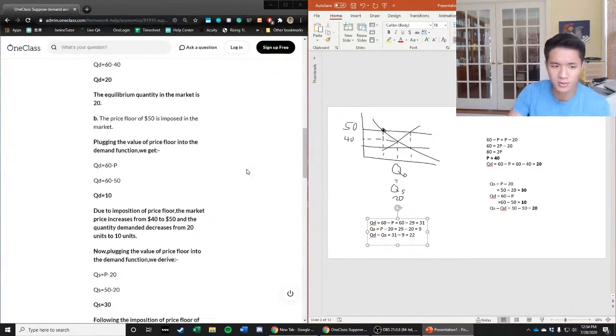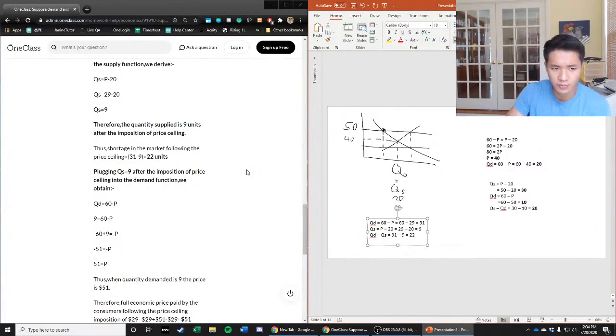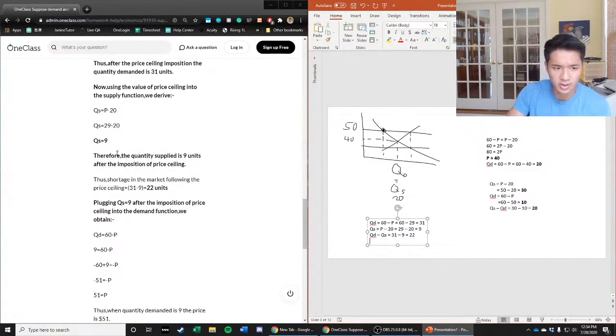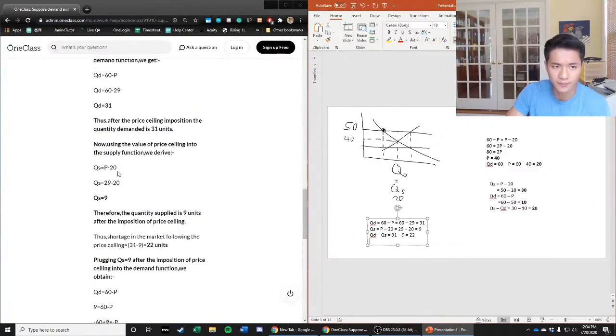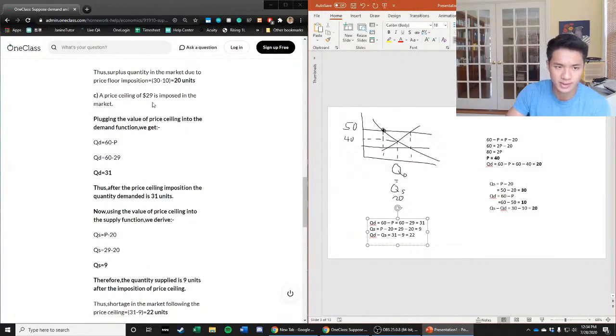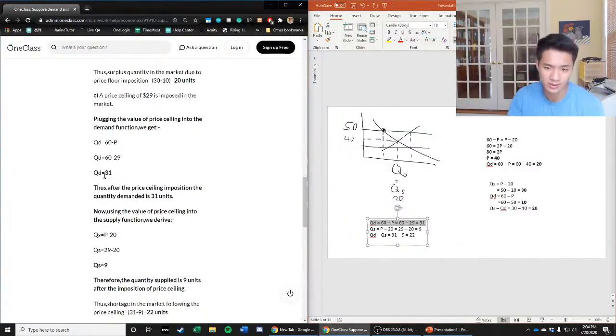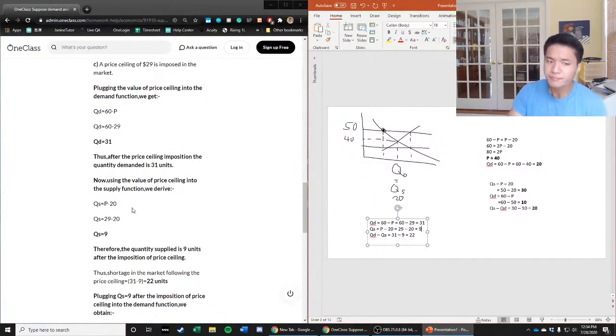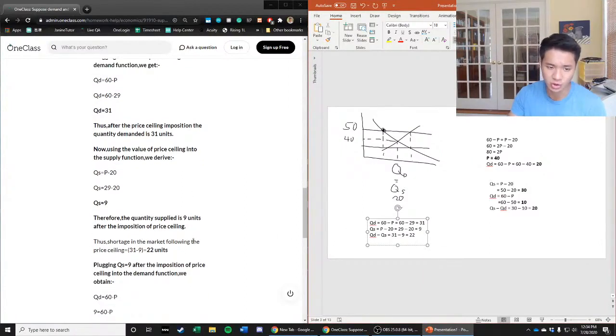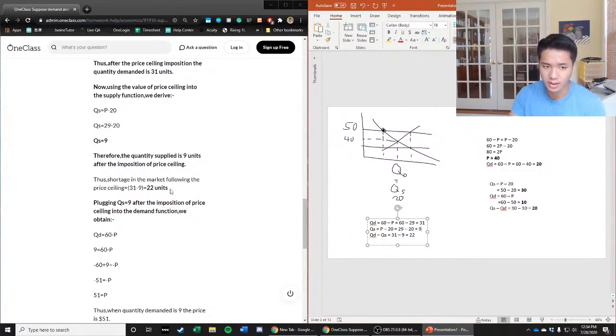Let's take a look at the previous tutor's answer. So the first part of this question is using, where does it start? Okay, price ceiling of $29. We calculate this on the demand curve. We get quantity demanded is equal to 31, okay? Next, we use this on the supply curve. Plug in 29 for price, we get quantity supplied as 9, and then we get the shortage as the difference between quantity demanded and quantity supplied. The excess amount of demand is 22 units.